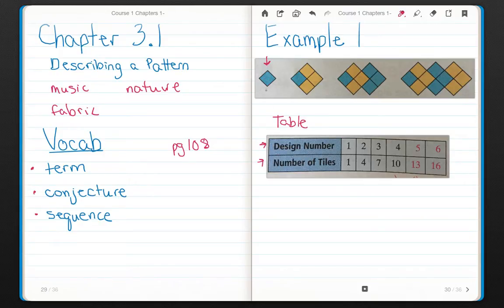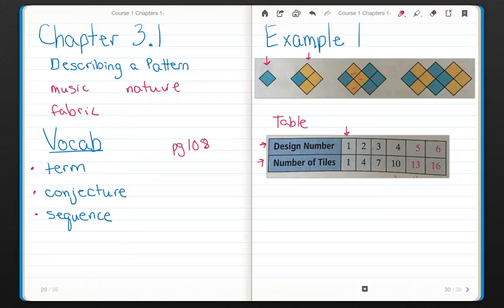So here in design number 1, I have 1 tile. So my table shows design 1, tile 1. But here in design number 2, I have 1, 2, 3, 4 tiles. So I show design number 2 has 4 tiles. Design number 3 has 1, 2, 3, I'll make little marks. You can see 1, 2, 3, 4, 5, 6, 7 tiles. So design number 3 has 7 tiles.